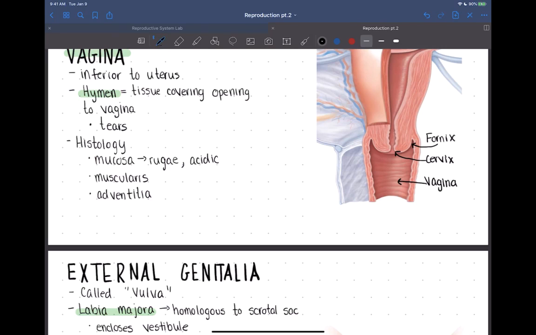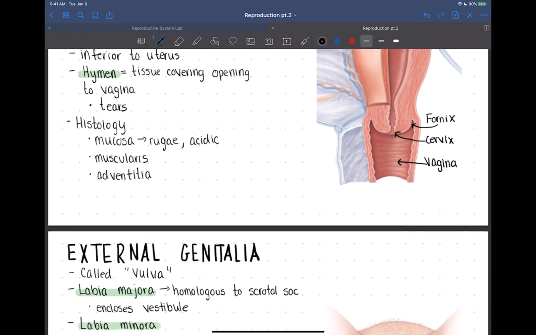And then the vagina also has a layer of muscularis, okay? So that muscle can contract. We'll talk about contraction during intercourse, but also during childbirth, right? And then the vagina would be surrounded by adventitia.